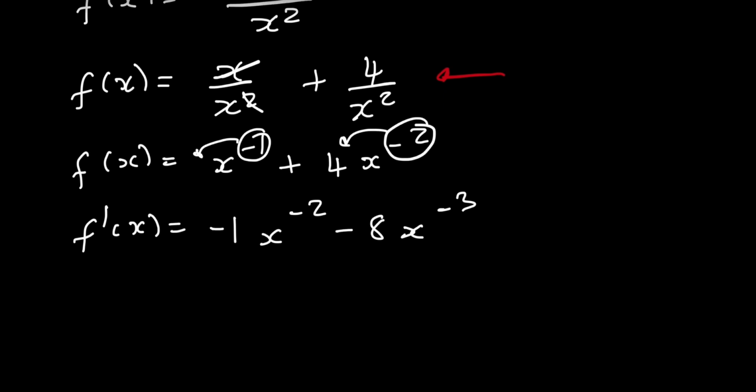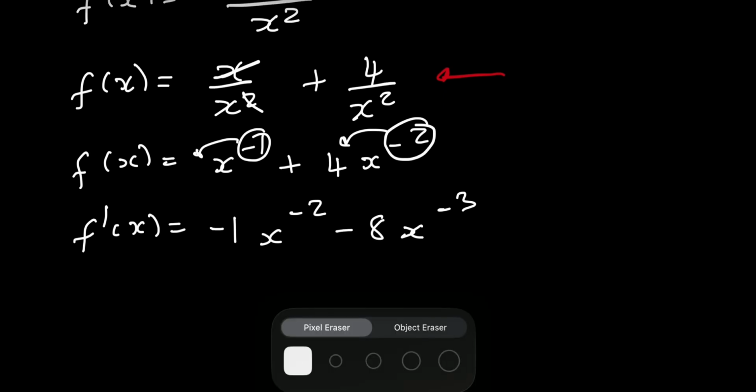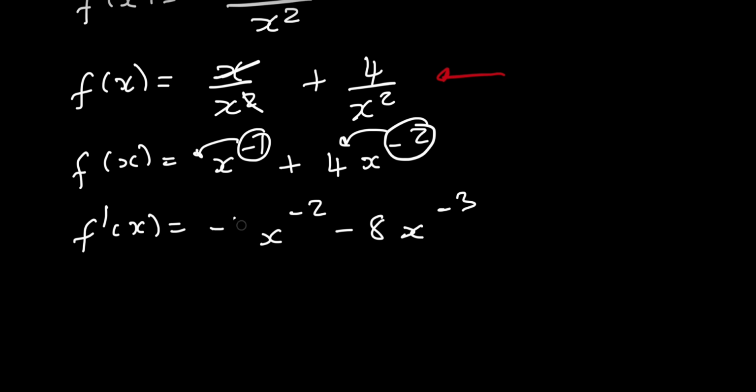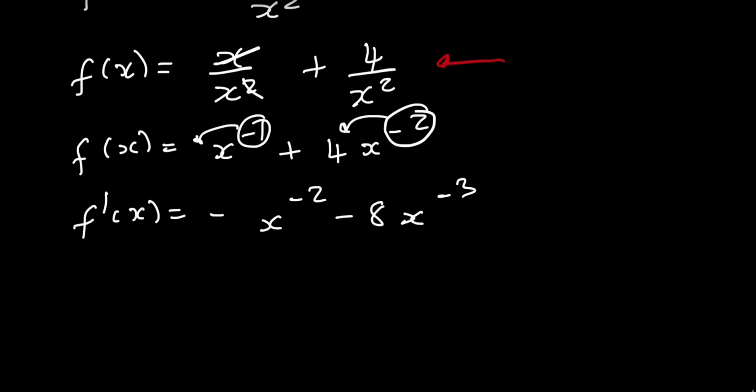But now remember, it is not okay to write a coefficient of 1 there. You have to just remove that. So therefore your answer is just as follows: negative x to the power of -2 minus 8x to the power of -3. So that is how we can solve that.